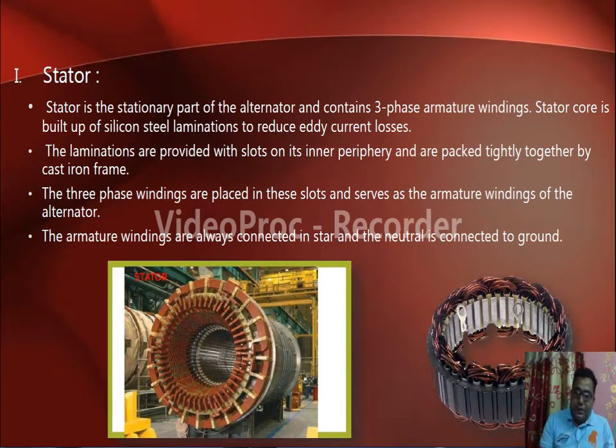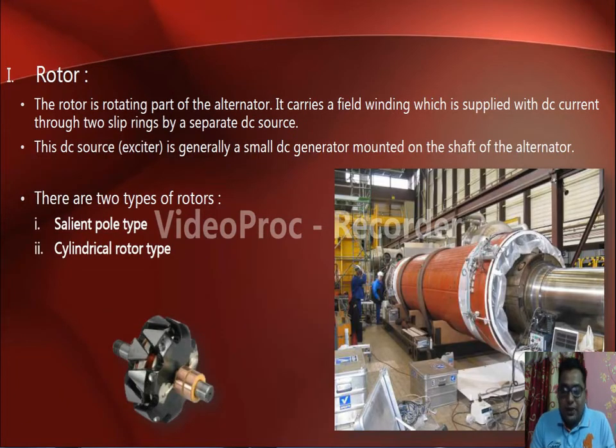And next, coming to the rotor section. So this is the rotor. I have plotted two rotors, one for small rotor size and one an industry-use rotor picture, which I have placed over here. Here we have written that the rotor is the rotating part of the alternator, already known to us. It carries a field winding which is supplied by a DC current.